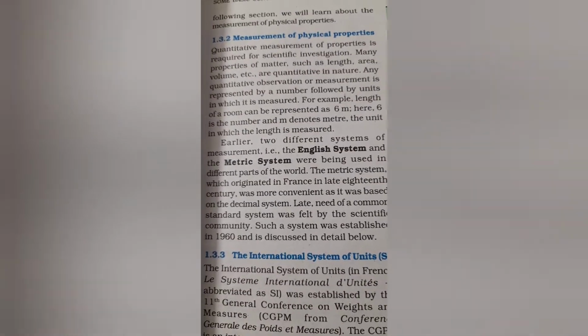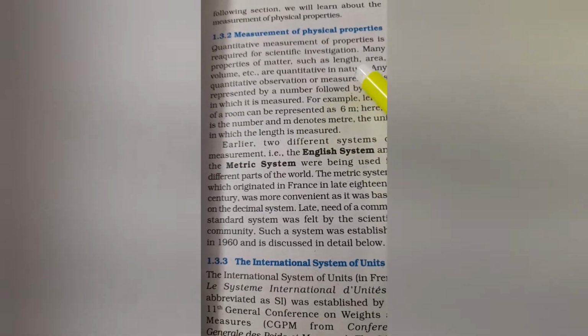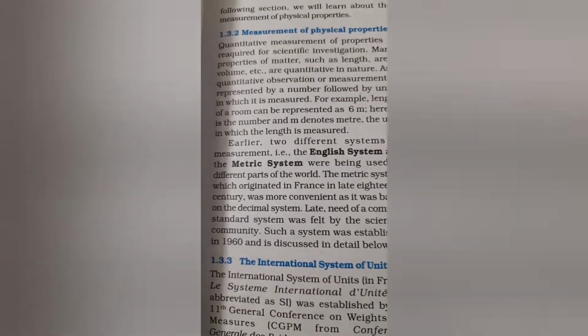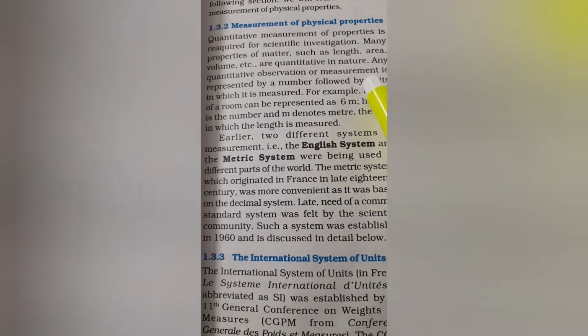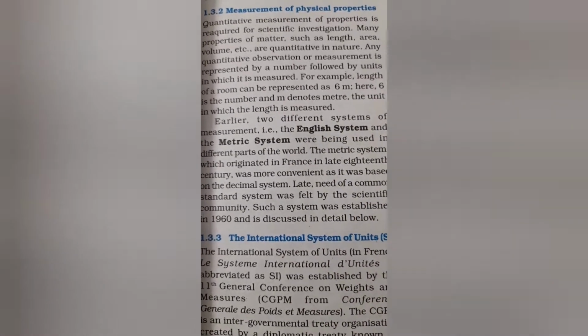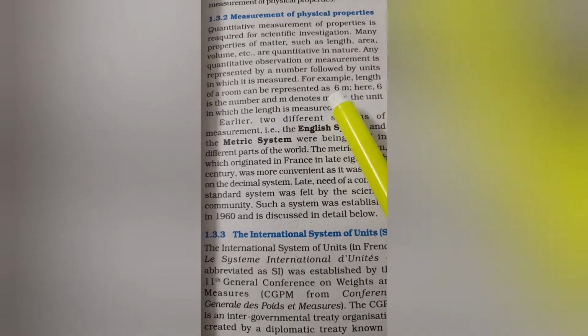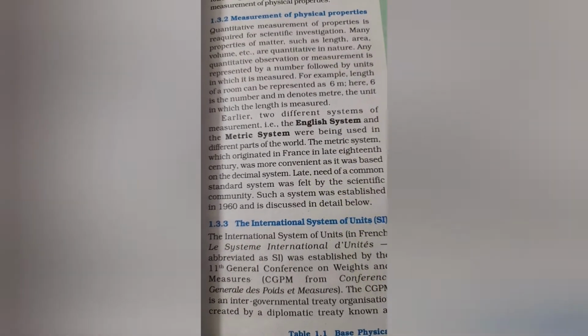Without that, we cannot express things like length. If you are asked the length of a room, how will you express it? Area, volume and all that are quantitative in nature. So a quantity is represented by a number followed by the unit in which we measure it. For example, the length of the room, we can say is 6 meters. 6 is the number and meter denotes the unit in which the length is measured.